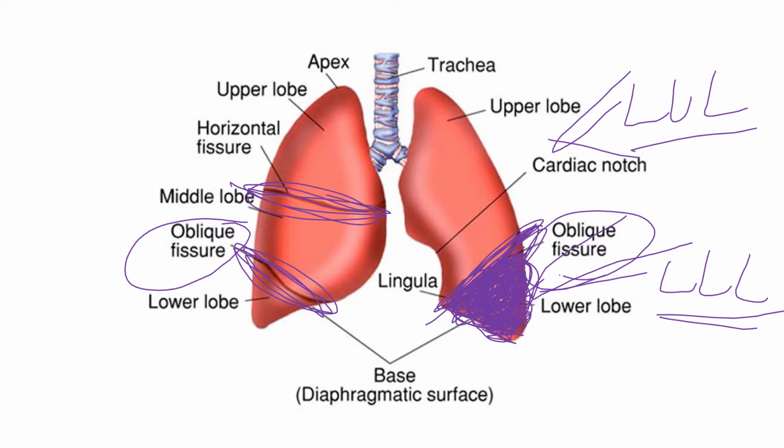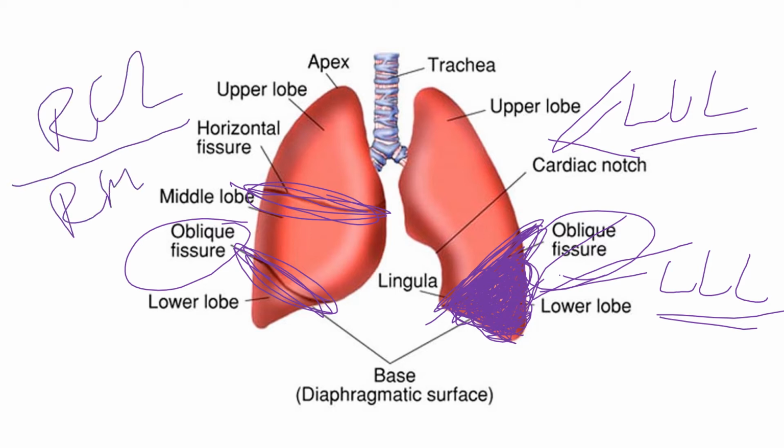So you have oblique fissures on both the left and the right side. And on the right side, since you have 3 lobes instead of 2, you also have the horizontal fissure. The horizontal fissure separates the right upper lobe from the right middle lobe. That's what it's separating, the right upper from the right middle lobe.